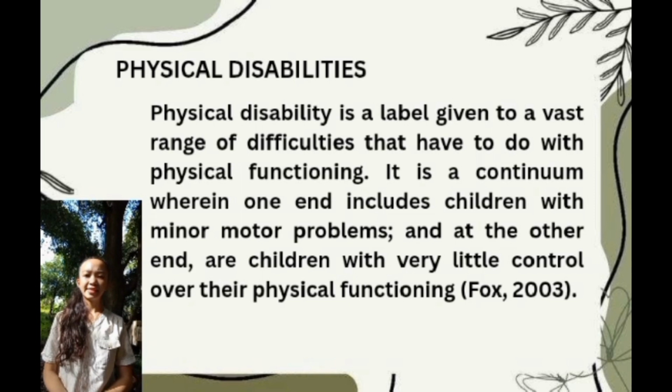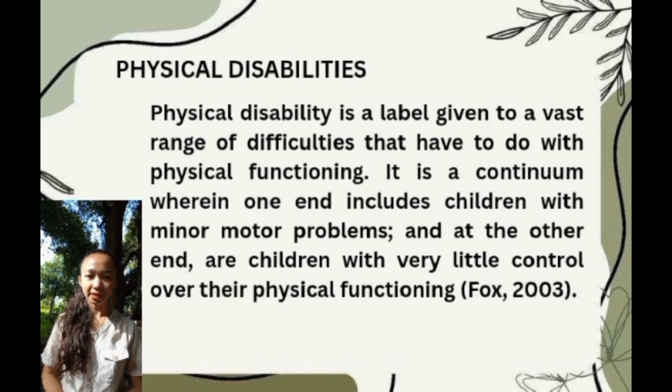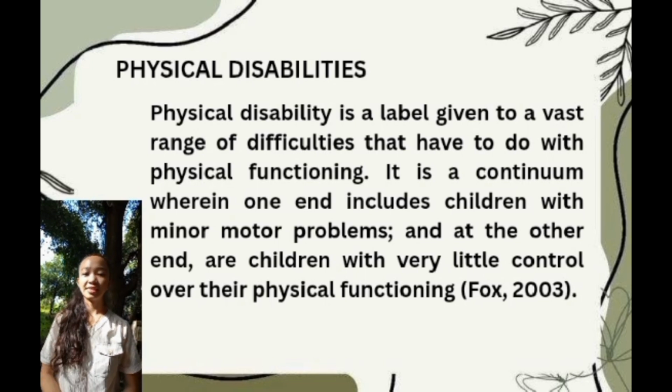So physical disability isn't a single condition, it's a range of impairments. The severity varies greatly. At one end, children might have minor motor skills difficulties, like slight clumsiness. At the other extreme, children may have very limited control over their bodies. The wide range highlights the need for individual supports and interventions.